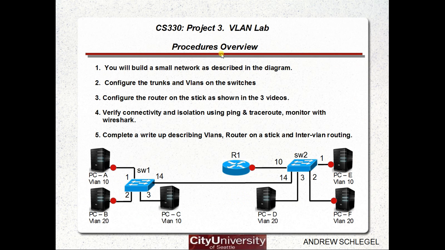So this is the procedures overview. What you're going to do first is just build this network, configure trunks and VLANs on the switches, configure the router on a stick, and then verify the connectivity and isolation using ping and traceroute, and monitor with Wireshark. Obviously record all your results, and then complete a write-up that describes VLANs, router on a stick, and inter-VLAN routing. So we're going to break these down and look at each one individually.